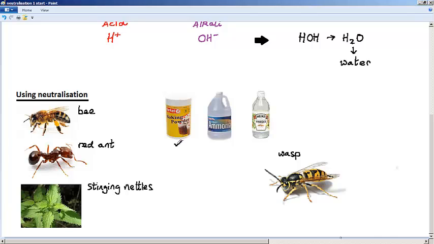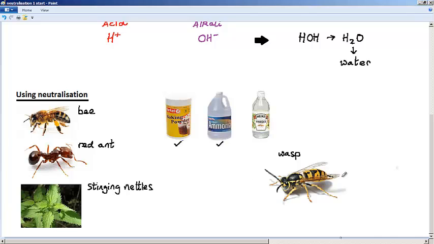You could make a paste with baking powder by adding baking powder to water and then rubbing that gently into the sting, or something a little bit stronger, perhaps in the case of a bee sting, which can be really nasty. You might use ammonia water, but you need to make sure that you have an adult with you if you do that. So ammonia is a lot stronger alkali than baking powder.